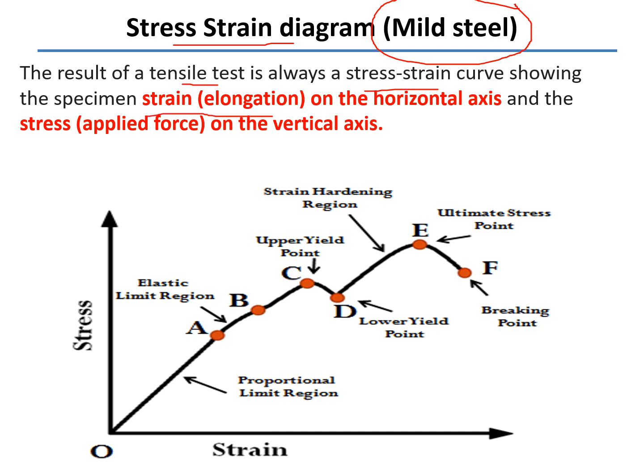strain elongation on the horizontal axis. So in the horizontal axis we have the strain, and the stress, which is the measure of the applied force, on the vertical axis. So in the vertical axis we have the stress.